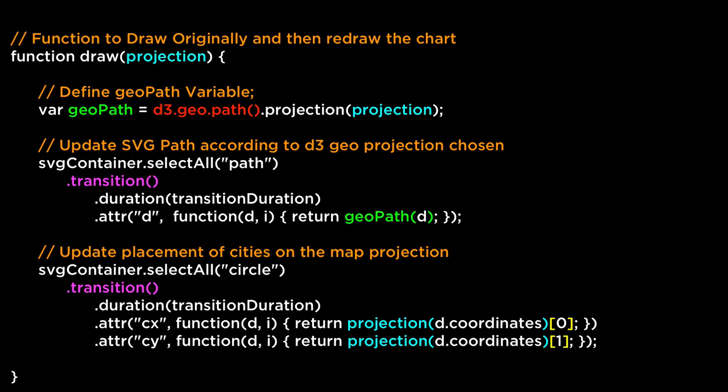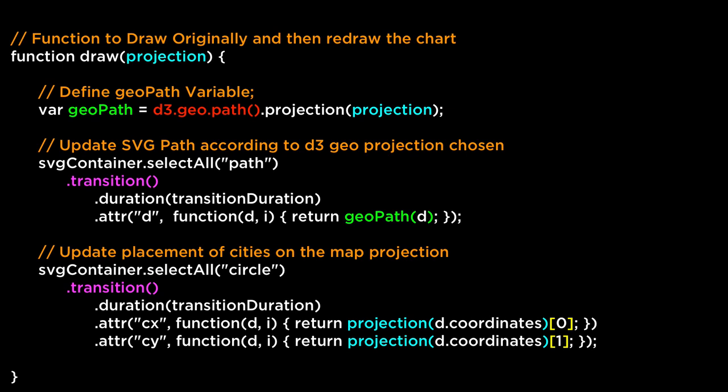Lastly, it is important to take a look at the draw/redraw function. Every time the drop-down HTML select box is triggered, it will call this function with the new type of projection selected. First, we will define the new geopath variable with the new projection that was selected. Then, we will update the SVG path for each country using the new geopath that has the updated projection. We use a transition to help with object constancy, that is, so that we can follow the object through its transformation. Then we will update the placement of cities on the map projection.